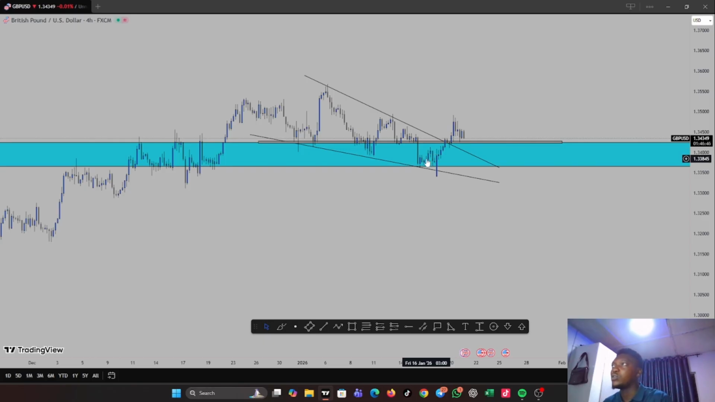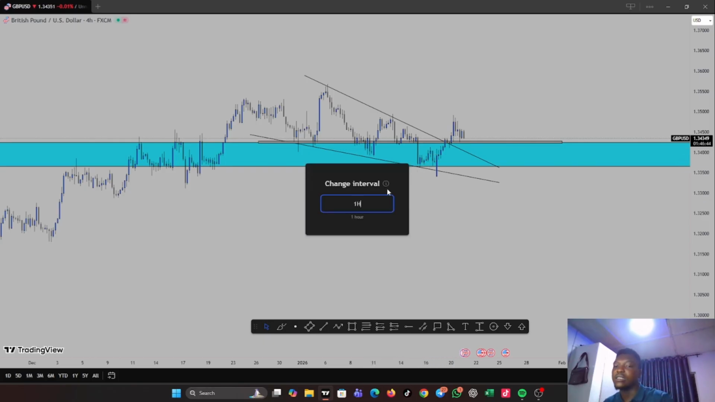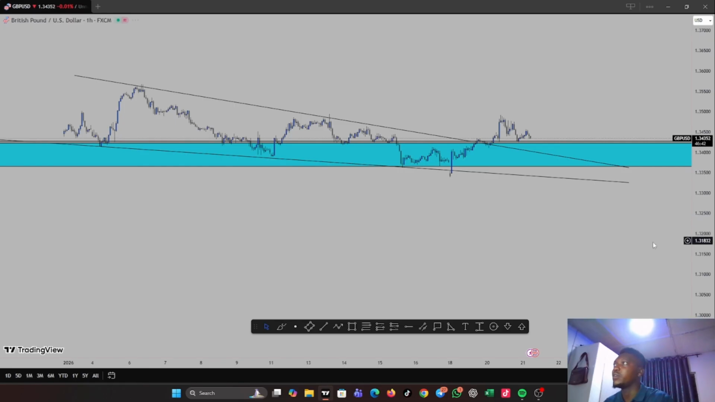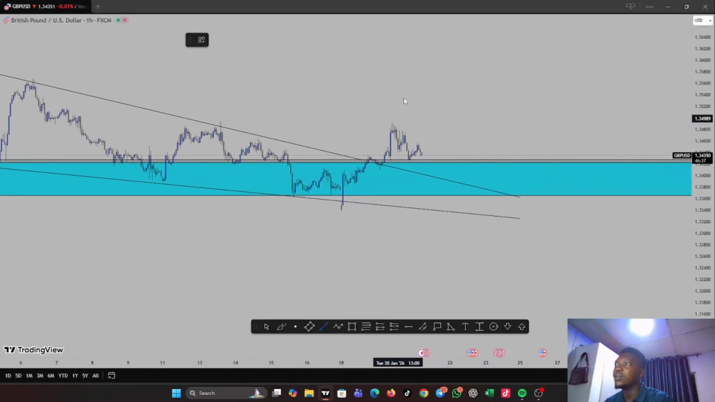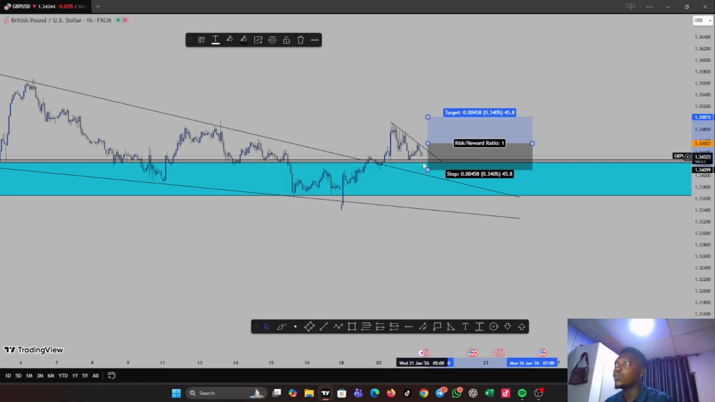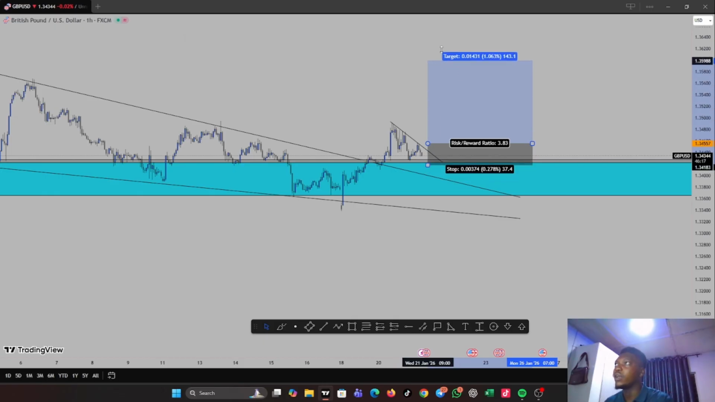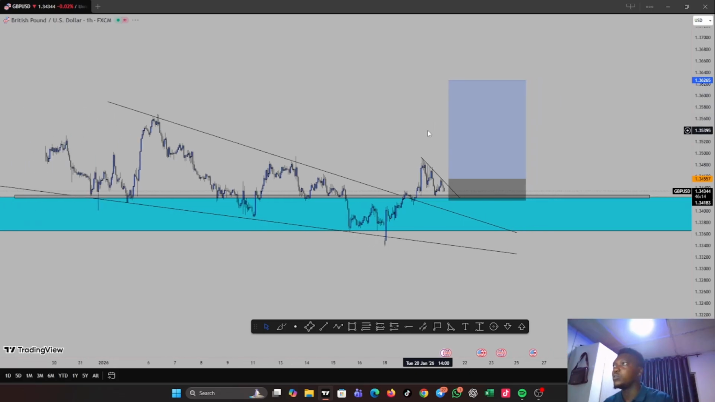How I'm planning to enter this trade is that I will go lower to the 1-hour time frame, then mark out my counter trend line for entry. So I have my counter trend line like this. Now if price is able to break above my counter trend line, that signals to me that the momentum is back into the market, and then I can go long on GBP USD. So that is currently my bias on GBP USD.